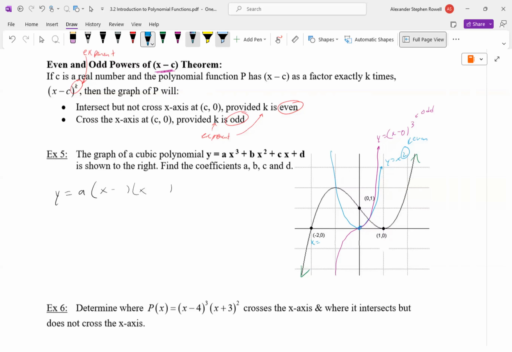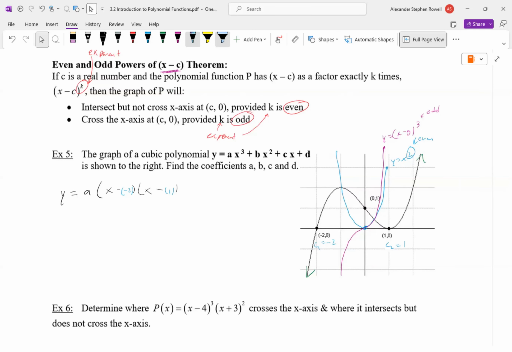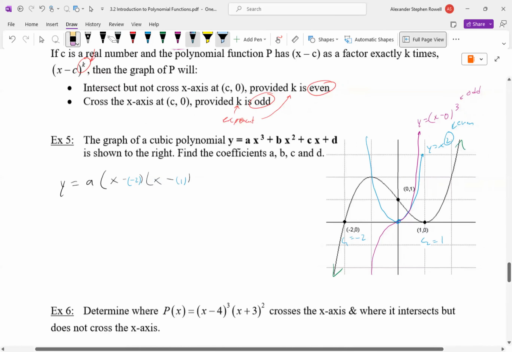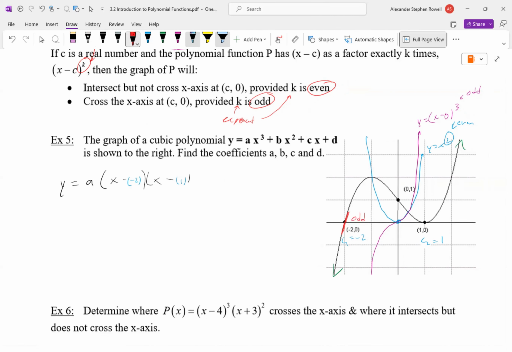x equals -2 and x equals 1. Maybe I'll say c1 is equal to -2 and c2 is equal to 1. So I'd like to subtract -2 and subtract 1. Can anyone tell me what's the exponent of x plus 2? We'll just say even or odd. It passes through, so I know it will be an odd exponent.